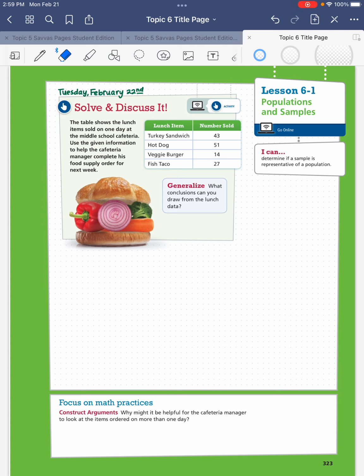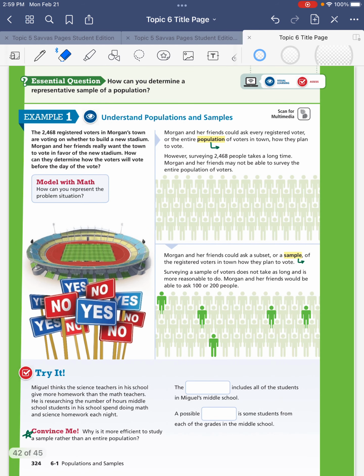Hey y'all, today is Tuesday, February 22nd, and we are starting lesson 6-1 about populations and samples on page 323. Okay, let's get started. We're actually going to skip this page, so we're moving right on to page 324. We're looking at example 1.